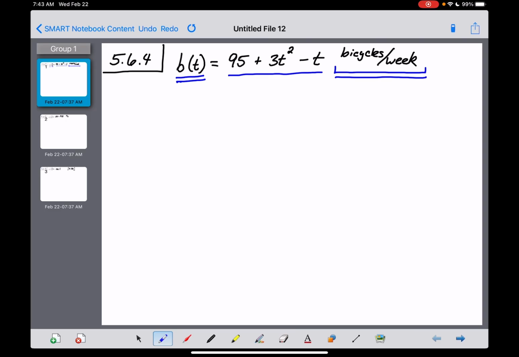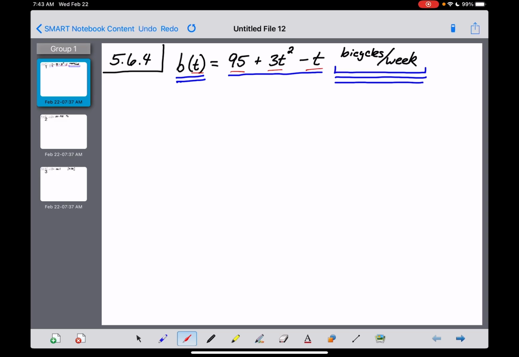And the question now is, how many bicycles were produced from the beginning of week 2 to the end of week 3? Okay, so first things first. The question is, how many bicycles are there? The function we've been given is bicycles per week. That's why we can't simply put a numerical value in for t, like for example 3, because if we put any number in for b of t, we wouldn't be getting a total number of bicycles. We'd be getting a rate, bicycles per week, which is not what we're looking for.